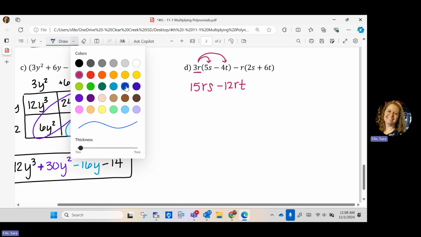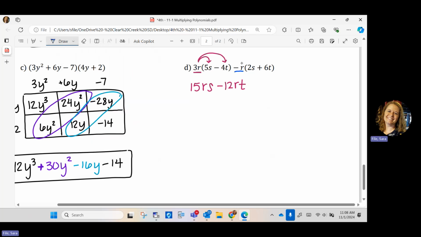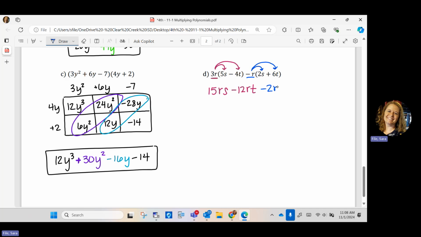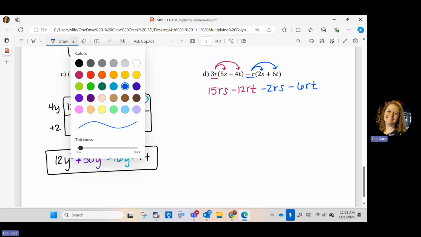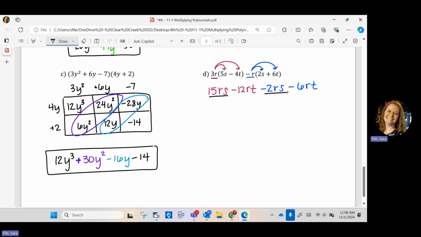Okay, now I also have to distribute this negative r that's butted up against this set of parentheses. So the negative r is distributed to 2s, so that becomes negative 2rs. And then the negative r to 6t, so that becomes negative 6rt. Now, you stop there, or if you have like terms, you combine them. Are there any like terms here? Which ones? The rs and rs. Good.